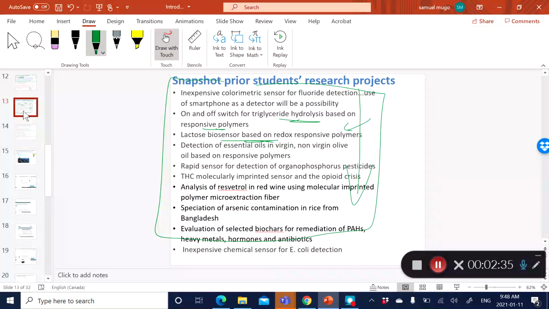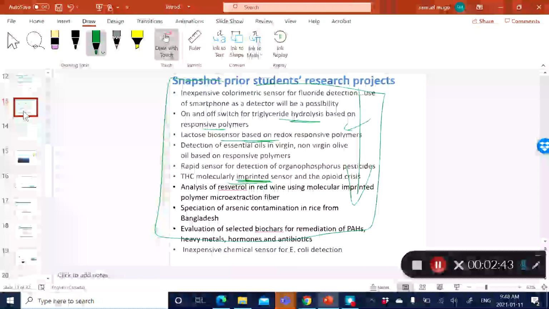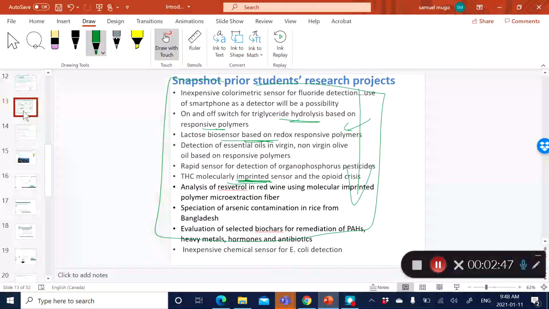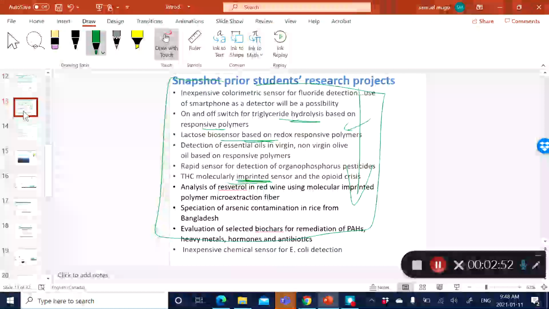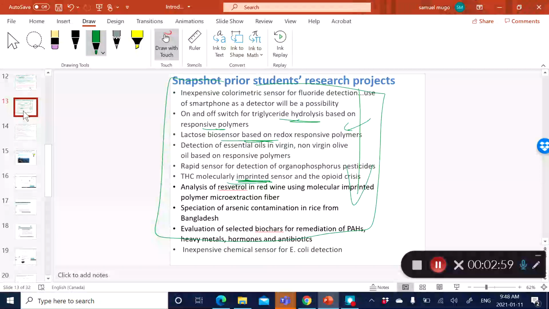Maybe another interesting project that was done a couple of years ago is a THC, tetrahydrocannabinol, molecularly imprinted sensor. It's an electrochemical sensor for detection of THC, sort of to address the crisis on the use of some of these substances. Another project that was done before is an inexpensive sensor for detection of E. coli.